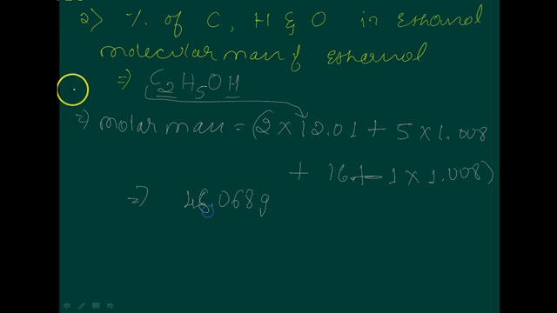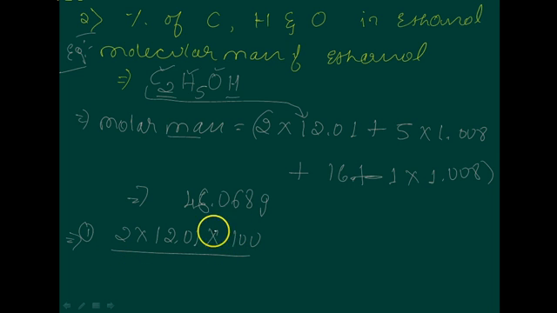46.068 gram. Okay, so ethanol, this is one example of how to calculate the mass percentage of an element. Now you have the molar mass, and you have to calculate carbon, hydrogen and oxygen. So carbon, how much is there? 2 into 12.01 into 100, as in the formula, with molar mass 46.068. So how much are you getting? The mass percentage of carbon is 52.14%.